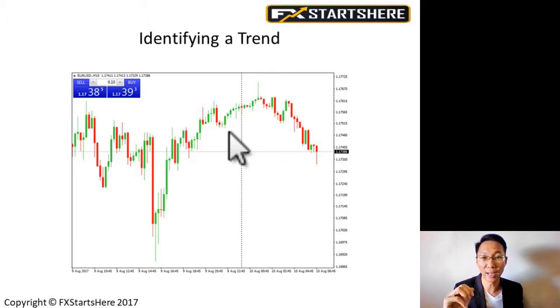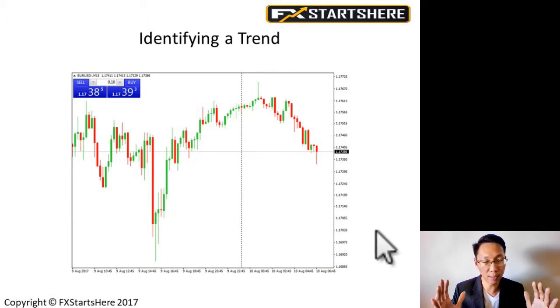So why do I say that? Because everyone looks at the chart in different ways. Some people maybe look at the chart from here to here. Some people look at the chart maybe from here to here. Or some people look at the whole chart, left to right. There's no right or wrong answer. You cannot say that someone's eyesight is wrong. There's no such thing as a wrong eyesight. So the first answer that comes to your mind, that's your correct answer.